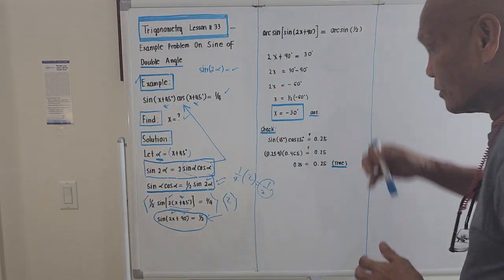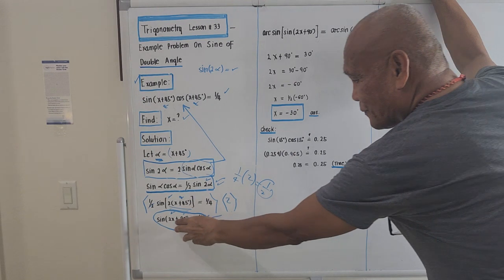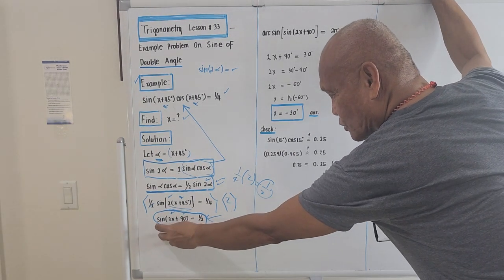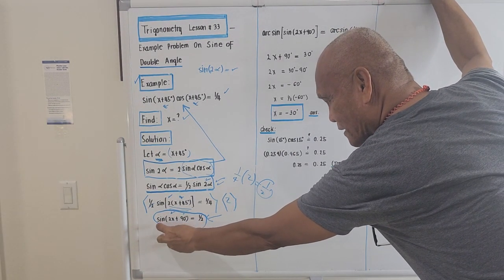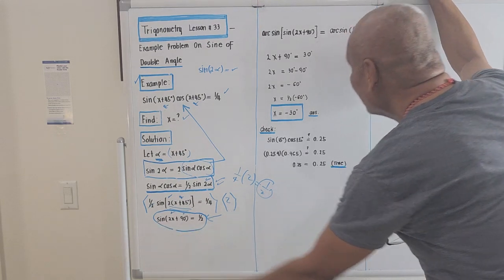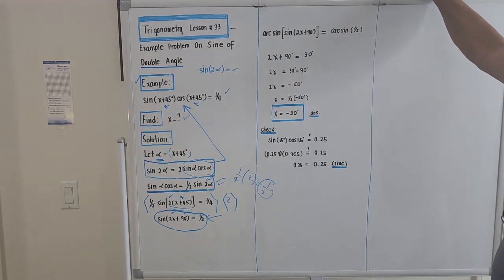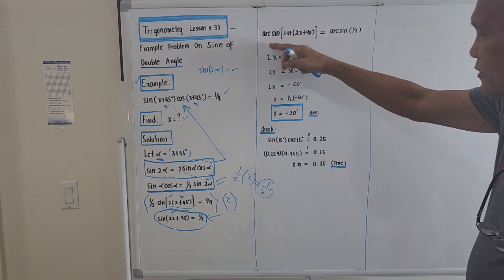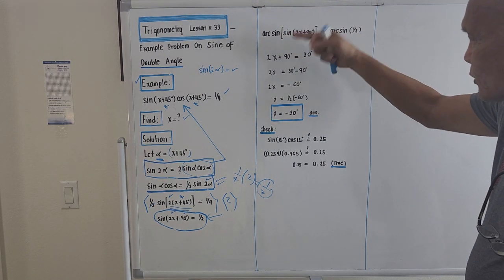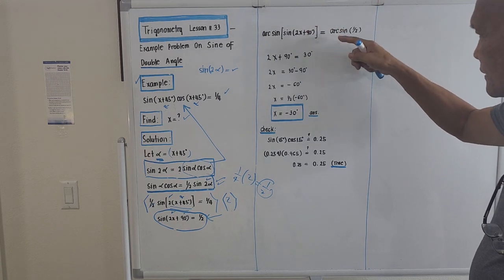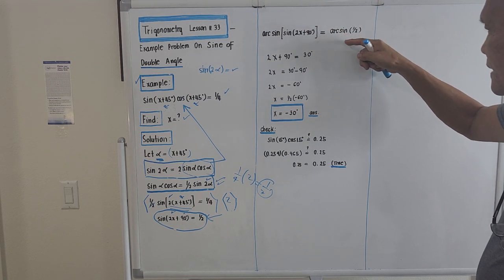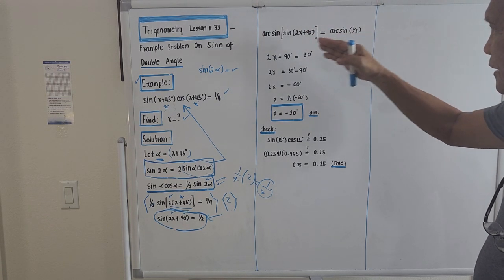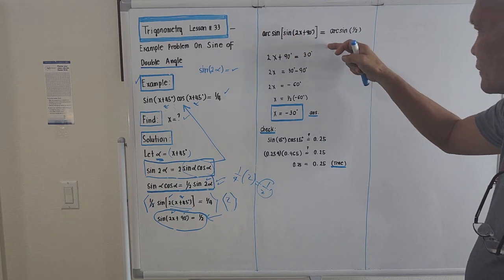We are asked to compute for the value of x without the sine function. So we have to eliminate this sine function here. To eliminate the sine, we will take the arc sine of both sides. The arc sine of the left hand side, which is sine of the quantity 2x plus 90 degrees, equals the arc sine of 1/2. Whatever we do on the left, do it on the right.